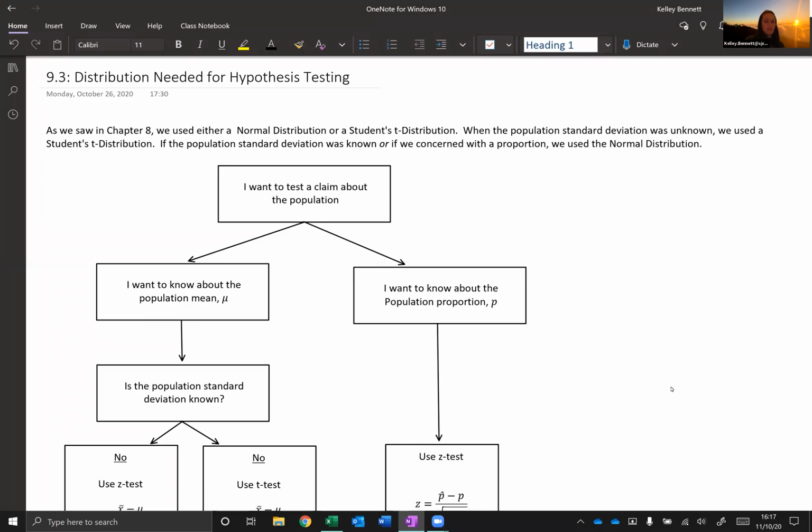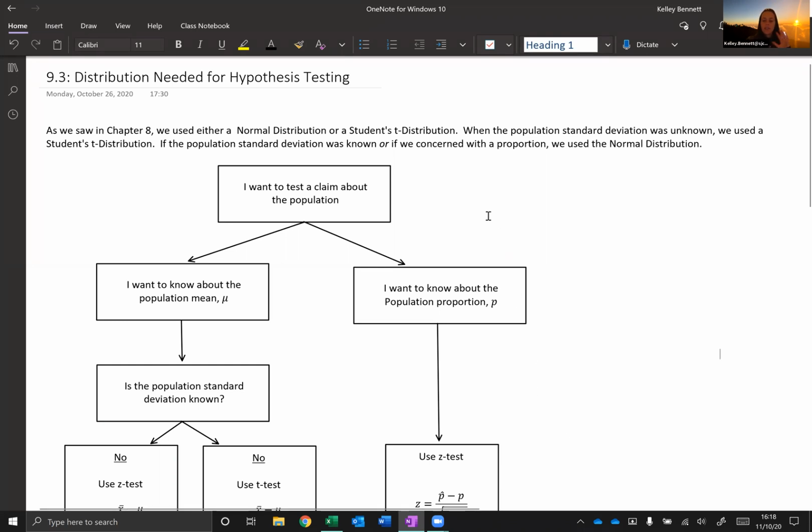So we're going to talk just briefly about the distributions that we're going to be using for our hypothesis test. So I want you to think back to when we were constructing confidence intervals. And we had two distributions that we used when constructing confidence intervals. We either chose to use a normal distribution or we chose to use a student's t-distribution. And so I want to kind of just revisit this little flow chart here.